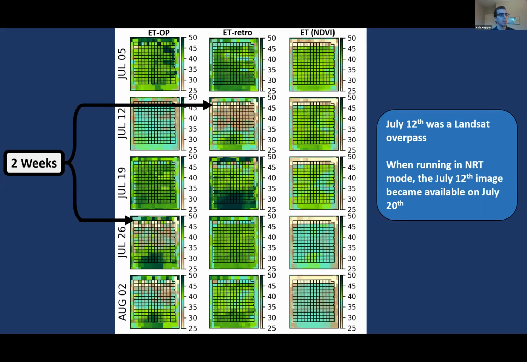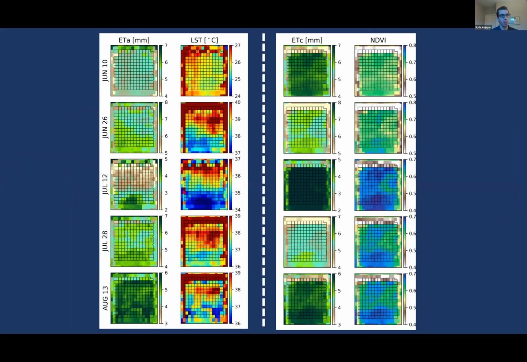And simply what was happening was July 12th was an actual Landsat overpass, and that overpass date did not become available operationally until July 20th, so one day after that next week's model run. So once we had the information, we picked up on that stress signal, but that latency in thermal infrared information delayed us by 2 weeks. Now, we believe that we were even able to pick up on this stress signal because of the fact that our model is predicated on thermal infrared imagery.